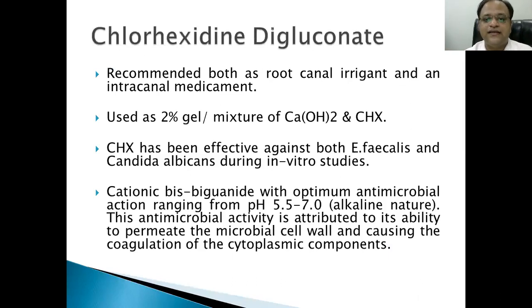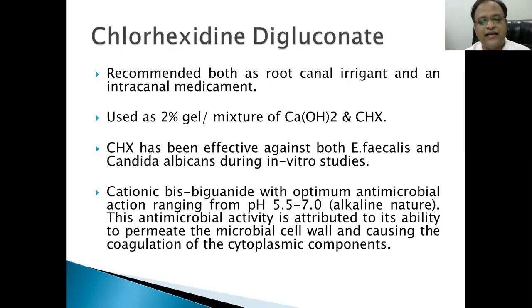Coming to chlorhexidine digluconate, it is recommended both as a root canal irrigant and an intracanal medicament. Commonly it is used as a 2% gel or a mixture with calcium hydroxide. Chlorhexidine has been effective against both E. faecalis, a frequently known bacteria in retreatment cases, and Candida albicans in in vitro studies. It is a cationic bisbiguanide with optimum antimicrobial action ranging from 5.5 to 7 pH, so it's partly alkaline in nature.